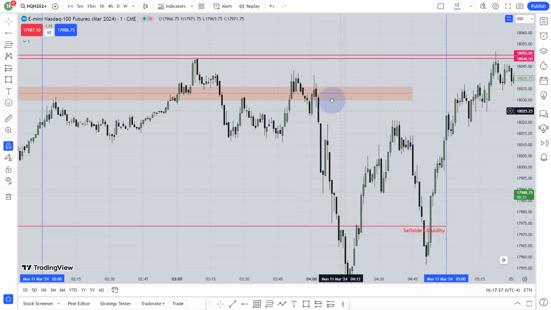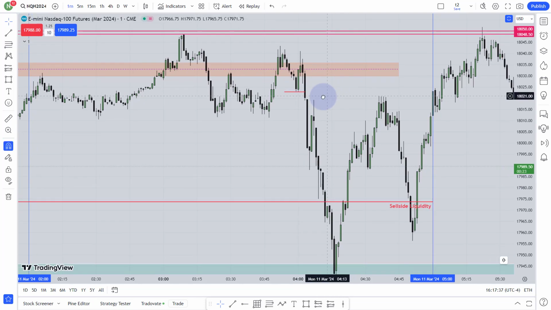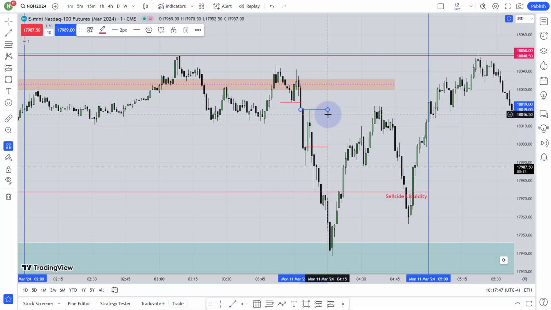Then the market went lower. I got the market structure shift over there. So I'm going to mark that market structure shift over here. So this is the market structure shift. After shifting the market structure, do I have 2 fair value gaps? I have 2 fair value gaps. So this is the 1 fair value gap over here, and this is my breakaway gap over here. This is the breakaway gap.